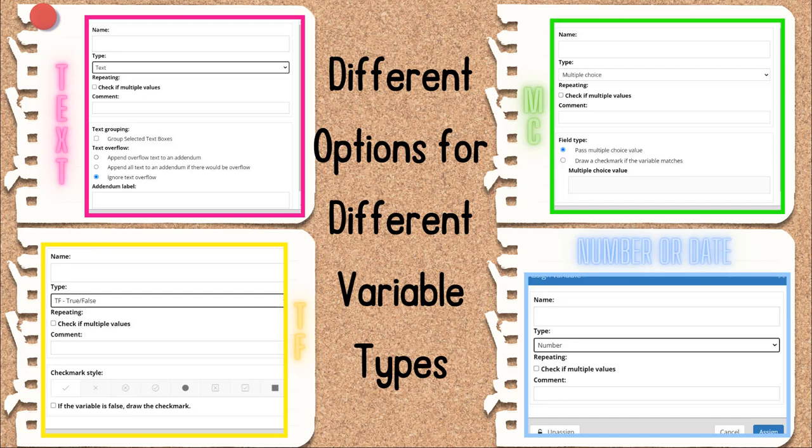Scenario one, you have a form with a blank line next to the question, what is your favorite color? You select pass multiple choice value, and whatever word they selected from your list inside the interview will display on that form.